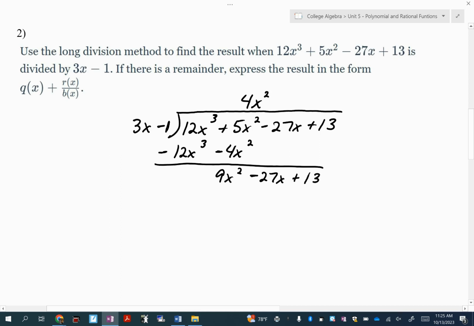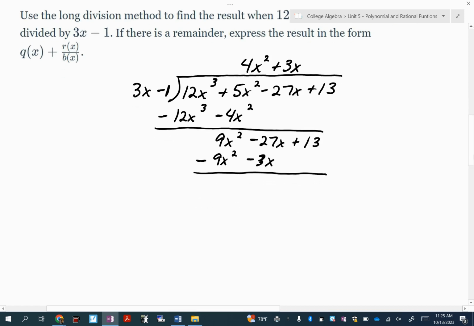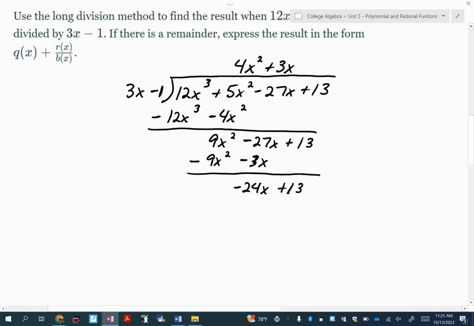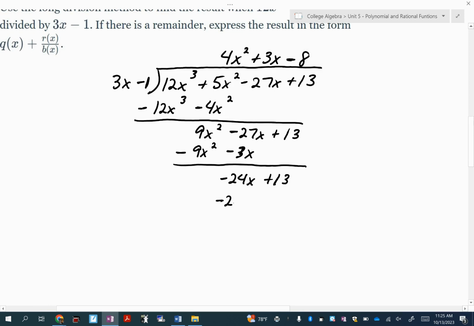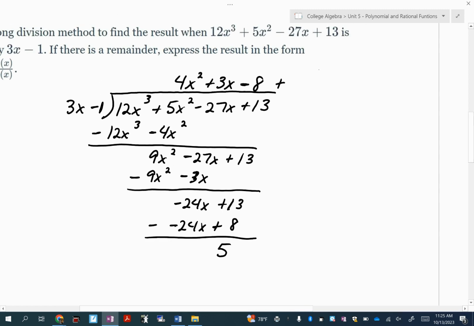Bring down the remaining terms. Repeat it. I know I'm going to need to do 3, because 3 times 3 is 9. So 3x times 3x is 9x squared. Multiply by the negative 1, and you get minus 3x. Subtract. Negative 27x minus a negative 3x is really negative 27 plus 3, which would be negative 24x. Bring down the 13, and I believe this is going to be minus 8. Negative 8 times 3 is negative 24x. Negative 8 times negative 1 is positive 8. So if you subtract, you get 5 for the remainder. So write plus 5 over 3x minus 1.